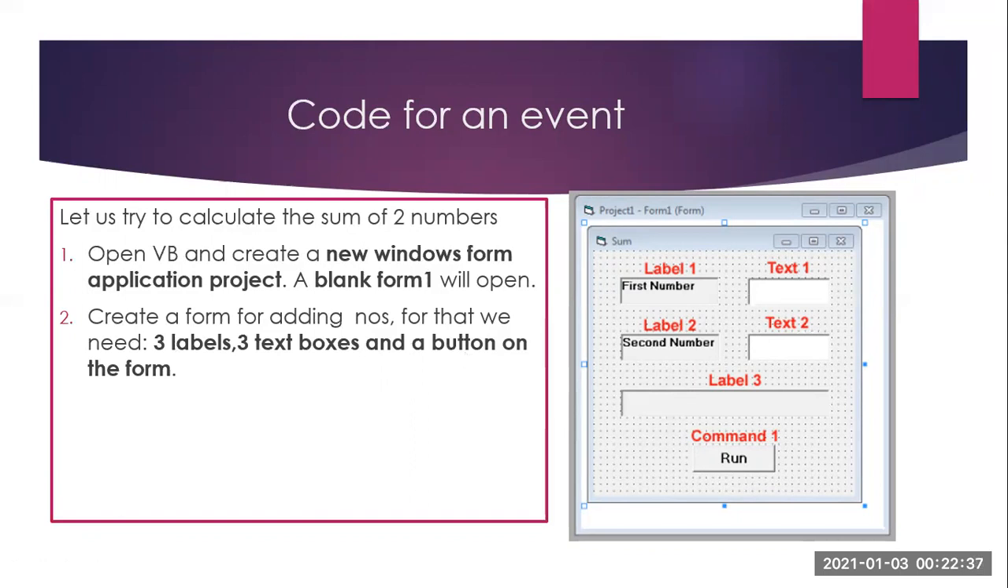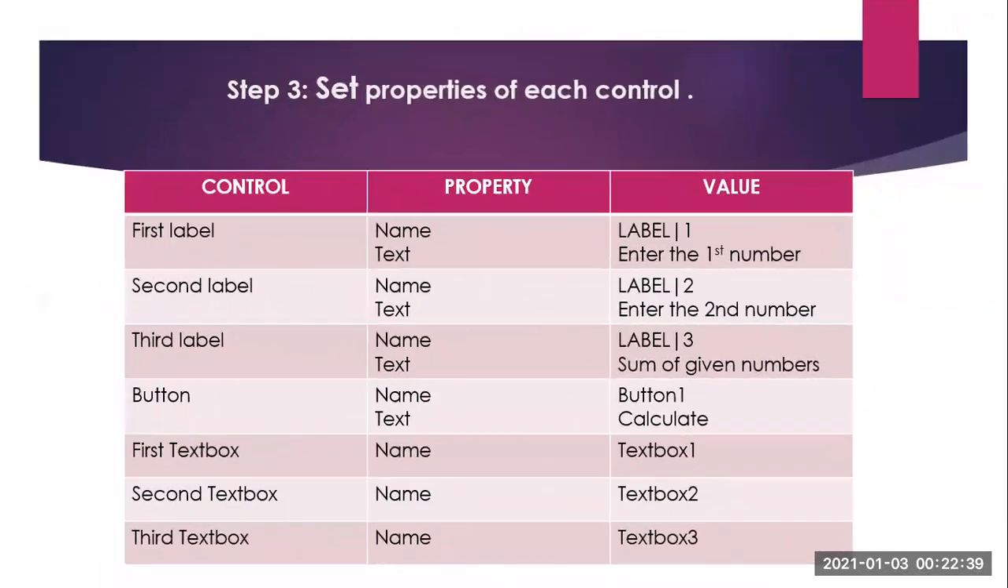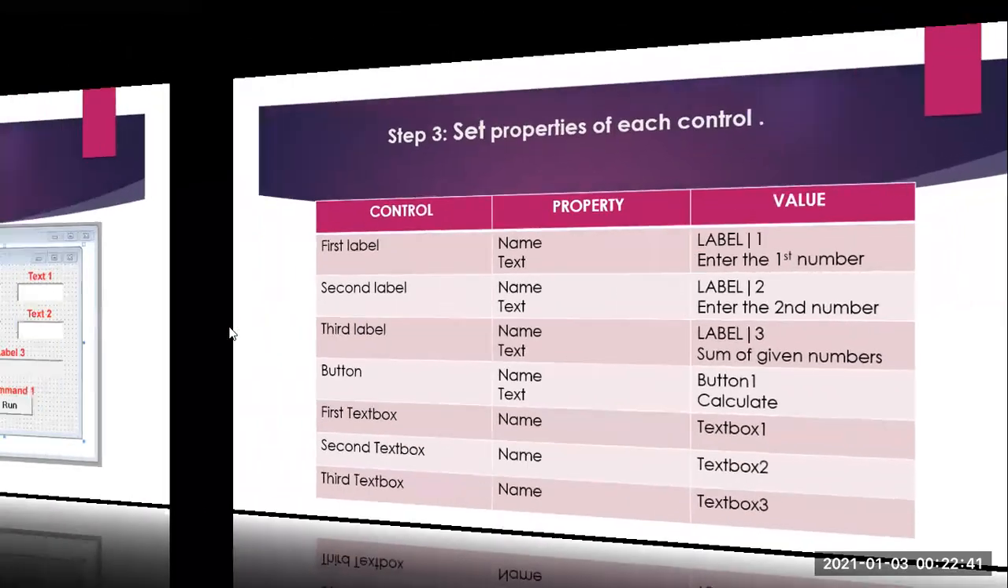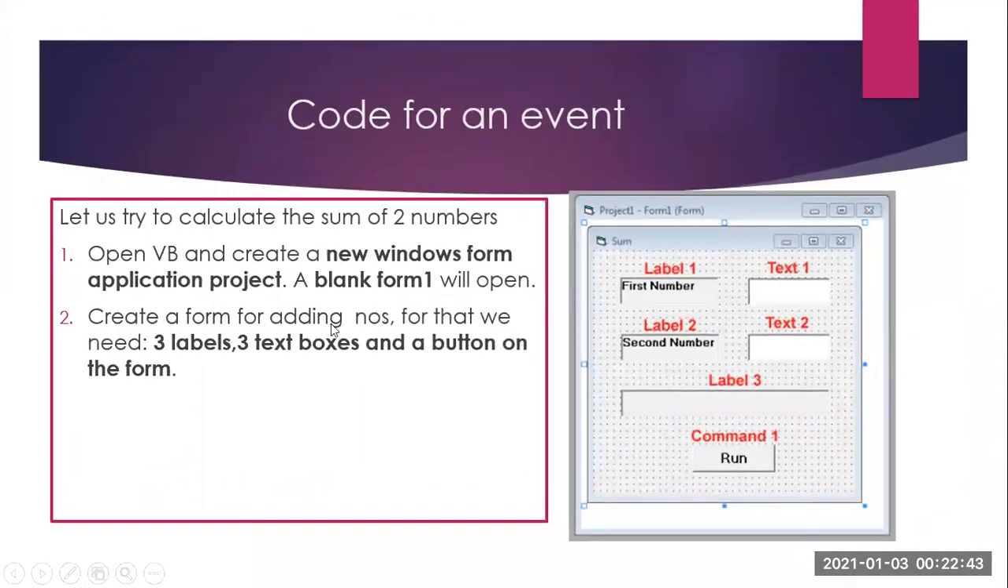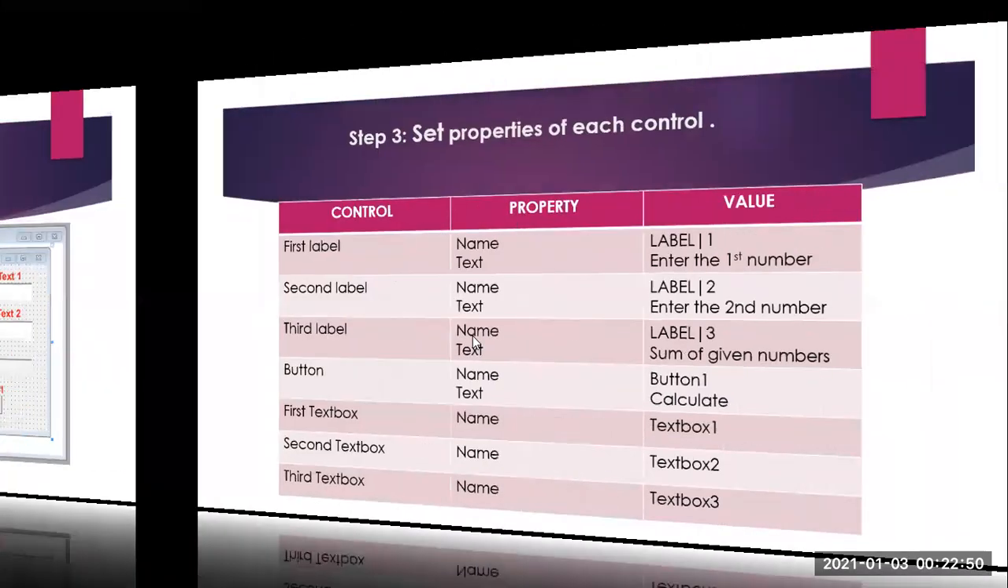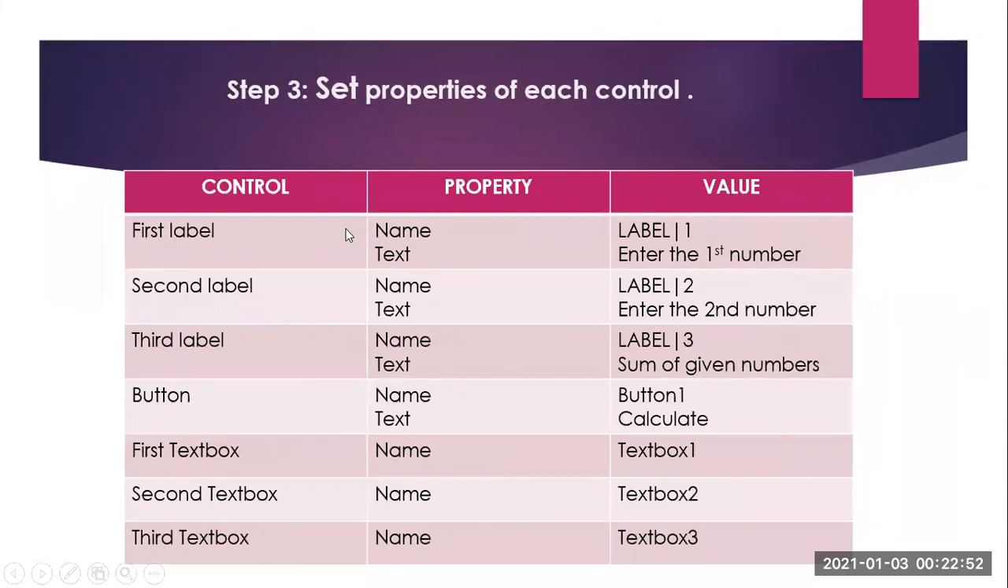So this is a simple example. When we proceed ahead, the first two steps that we did was to accept these three things. What all we needed were labels, text boxes, and a button. Once we add this, we have different controls, their properties, and the value they hold. So we have three labels as mentioned.